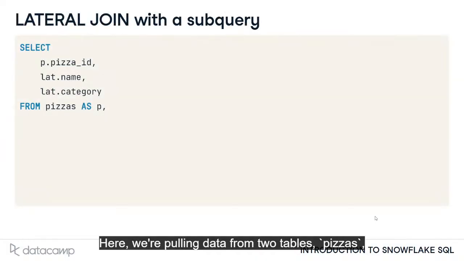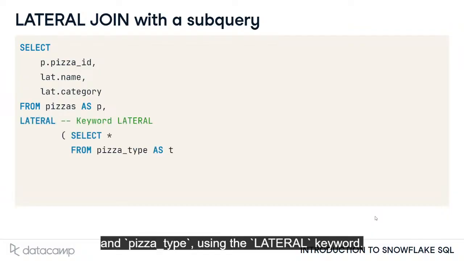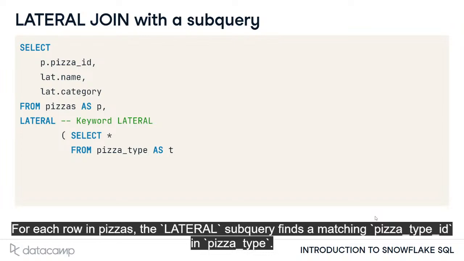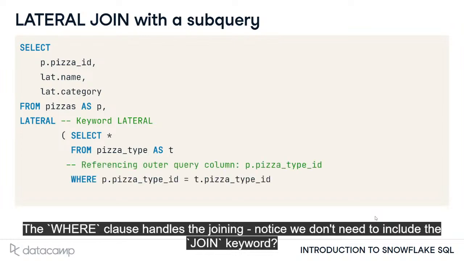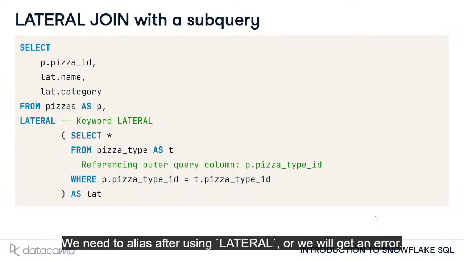Here, we're pulling data from two tables, pizzas and pizza type, using the LATERAL keyword. This allows the subquery to reference columns from pizzas. For each row in pizzas, the lateral subquery finds a matching pizza type ID in pizza type. The WHERE clause handles the joining. Notice we don't need to include the JOIN keyword. We need to alias after using lateral, or we'll get an error.